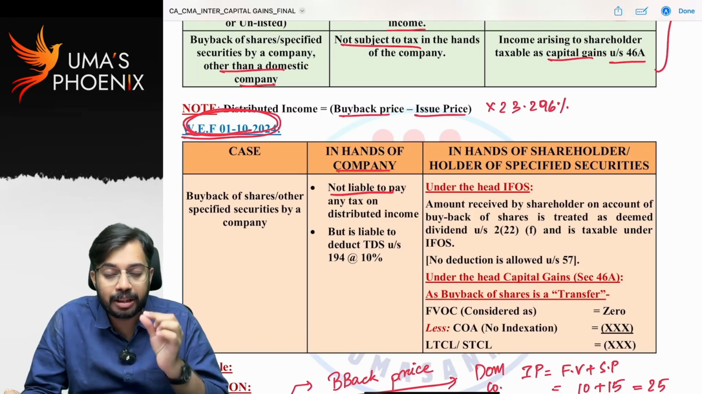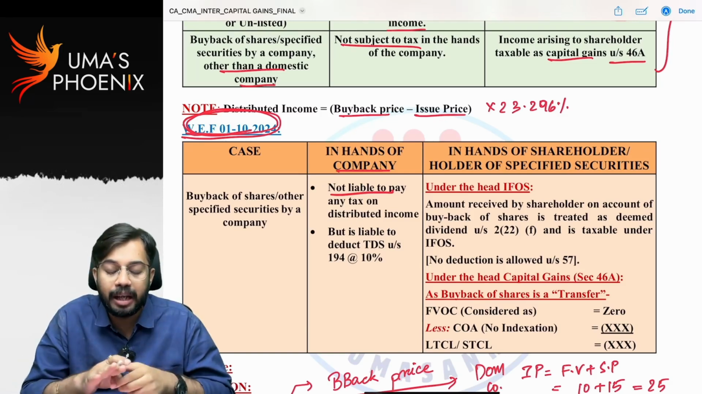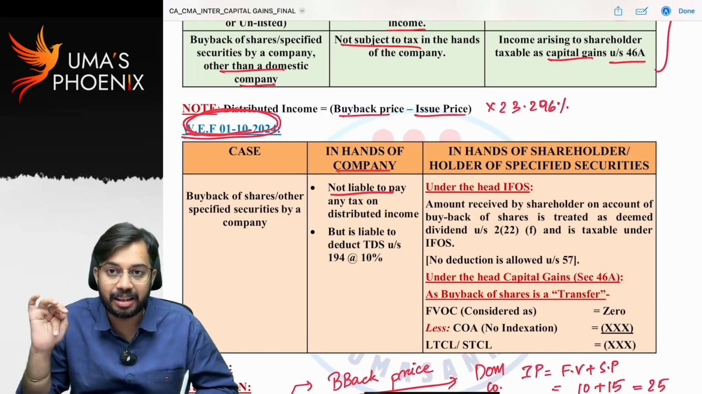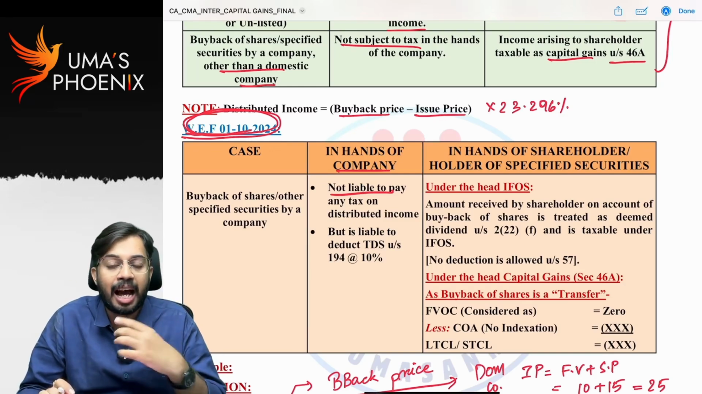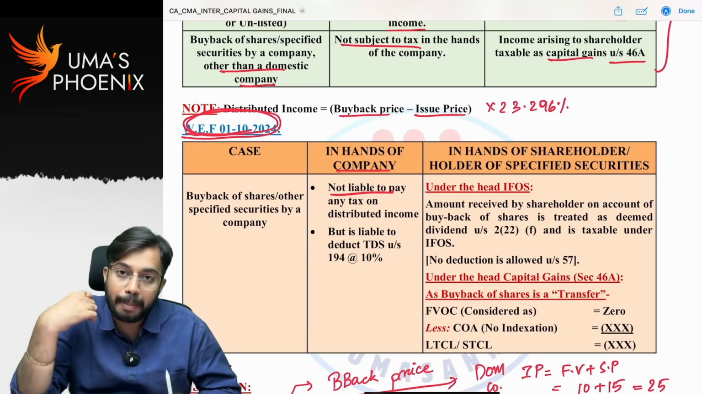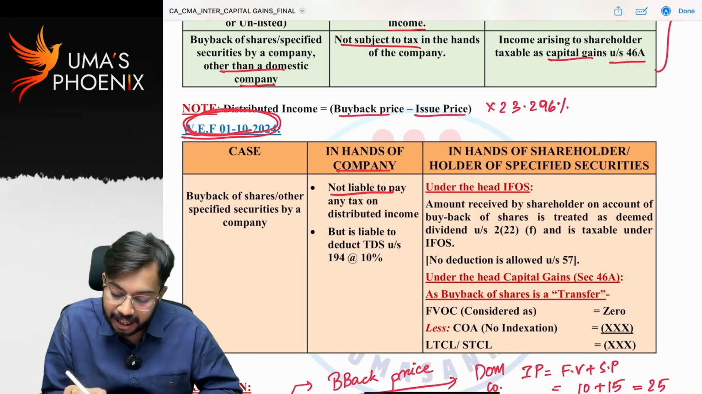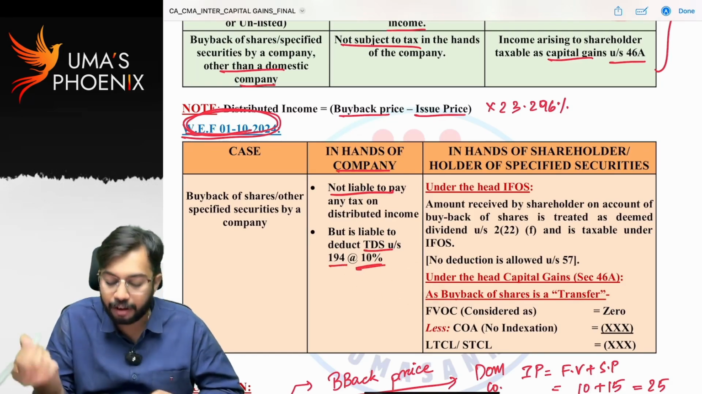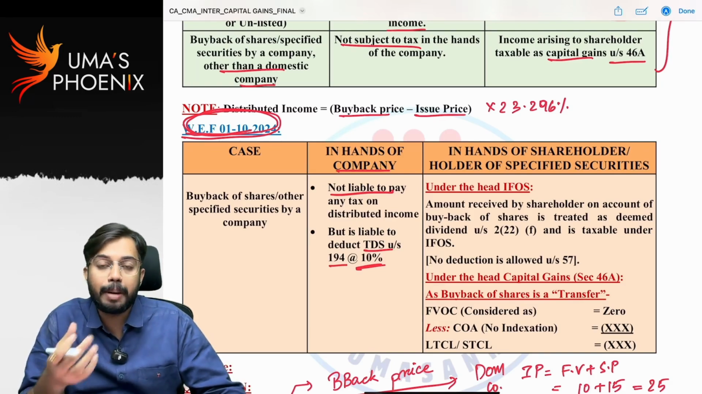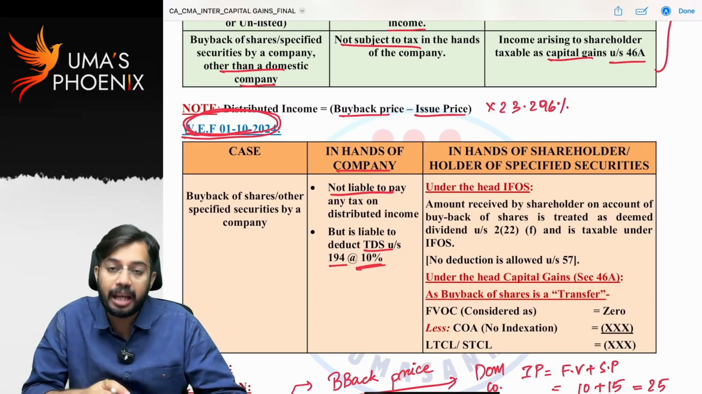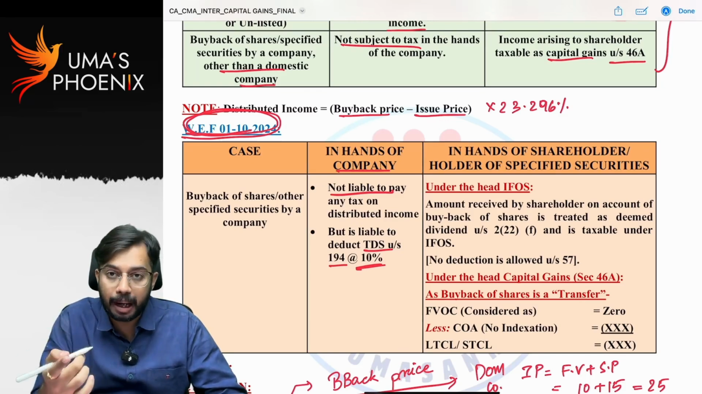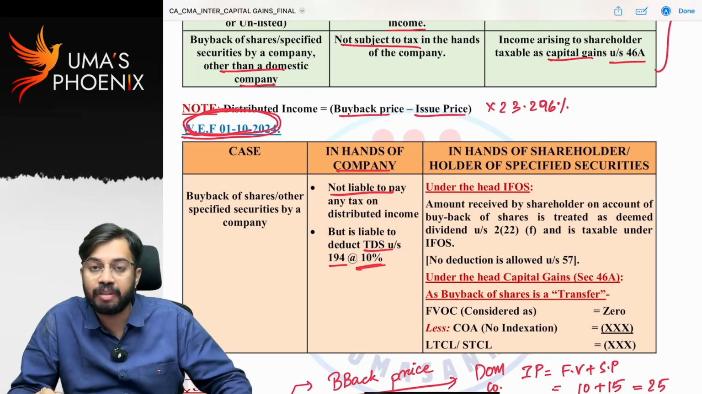So with effect from 1st October 2024, in the hands of company, nothing is taxable. In the hands of shareholder only, tax liability arises. Is it clear? But one thing is, the company is not required to pay tax, but before paying the buyback amount, the company is required to deduct TDS under section 194 at the rate of 10%. Is it clear? So from 1st October 24 onwards, whenever buyback is done by a company, tax is not required to be paid by the company, but the company is liable to deduct TDS before paying the buyback amount at the rate of 10% under section 194.